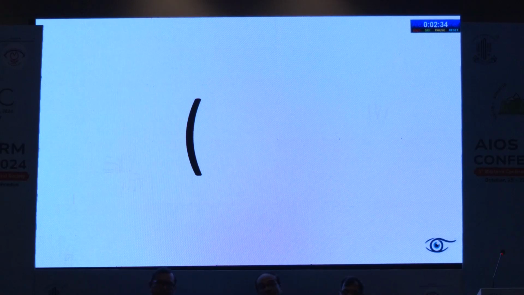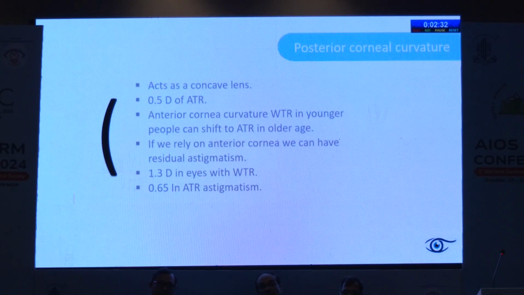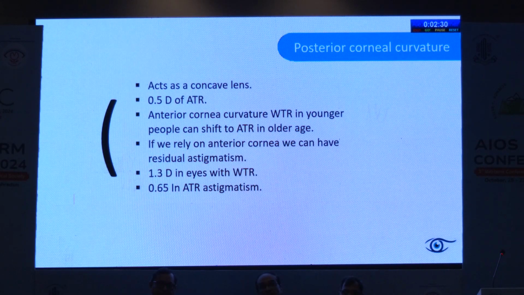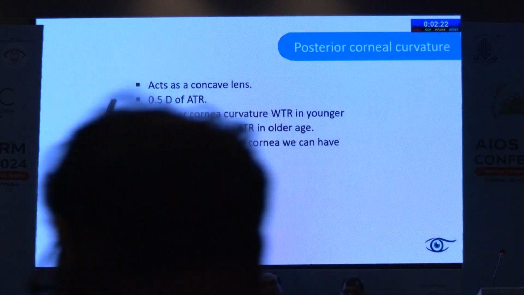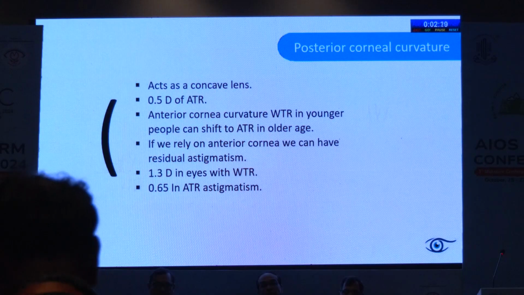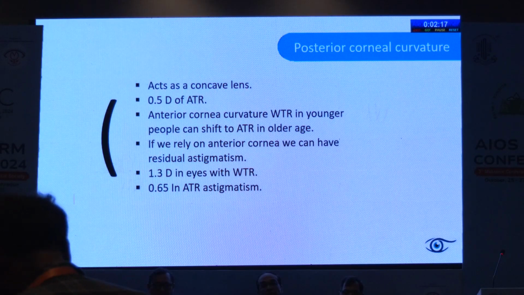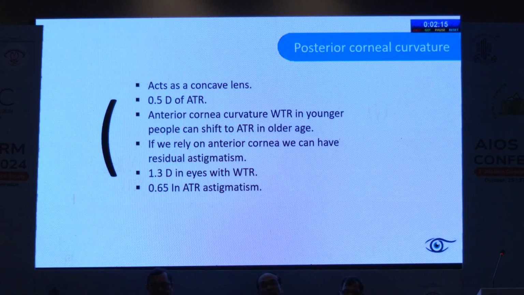So we have the anterior cornea and the posterior cornea. Now we know that the posterior cornea also acts as a concave lens, and it gives us some amount of steepness, about 0.5. Anterior cornea with-the-rule astigmatism in younger people can shift to against-the-rule astigmatism in older people. And so if we do not take into consideration the posterior cornea, we are going to have a lot of surprises after the surgery.